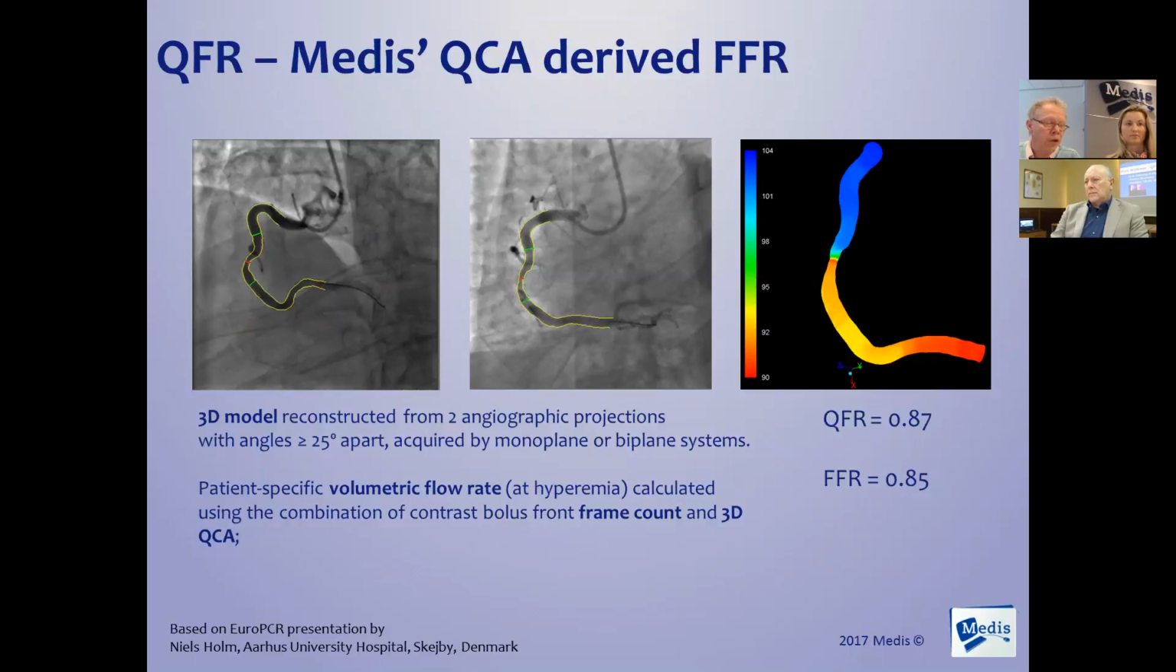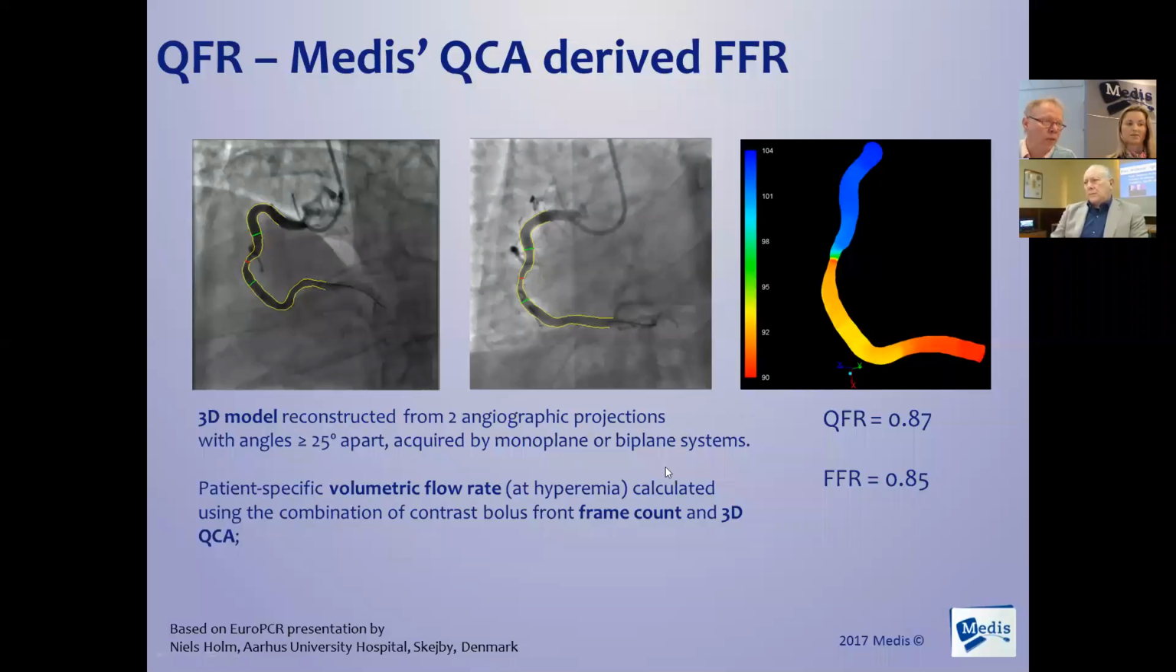Actually, we are using two images with at least 25 degrees difference in field of view. And from these images, we calculate the contours of an artery of interest. These contours will then be used for a 3D reconstruction of an arterial model. And we use that model, including a reference model, and the patient-specific volumetric flow rate to calculate the so-called QFR, quantitative flow ratio. So for this example, you see that the QFR value is 0.87, and the FFR value for this same patient is 0.85, so very close to each other.